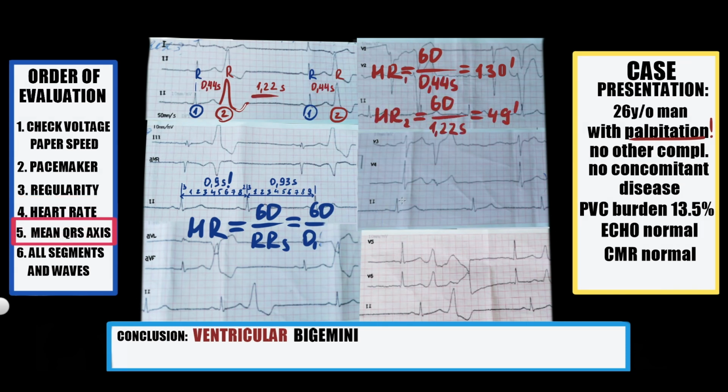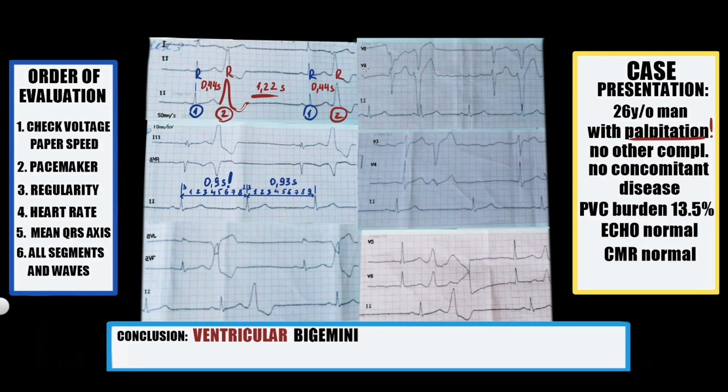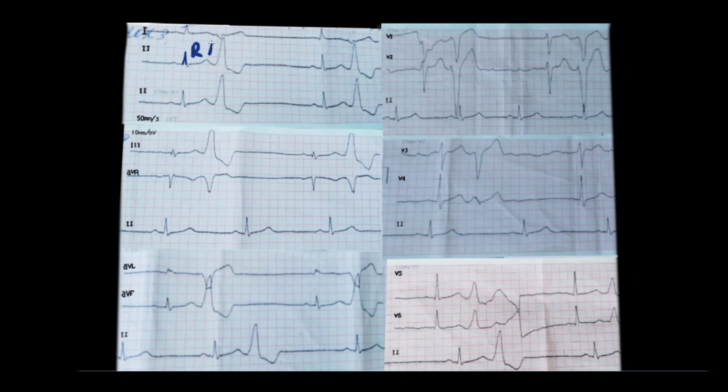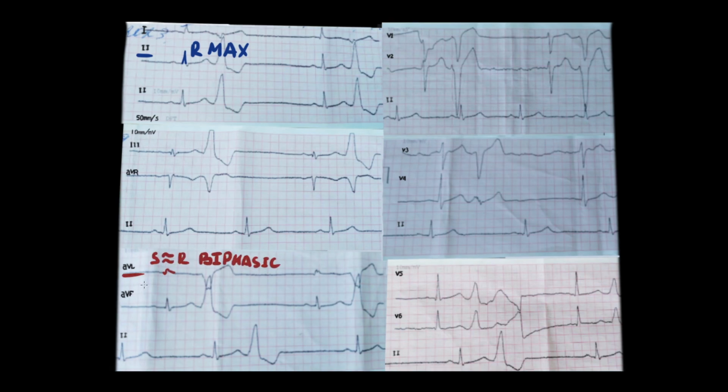After this, let's check the mean QRS axis. For this we need to find the maximal amplitude of the R wave in extremity leads. In our example it is the second standard lead. And also we need to find a biphasic or near to biphasic QRS, also in extremity leads, which is in AVL.